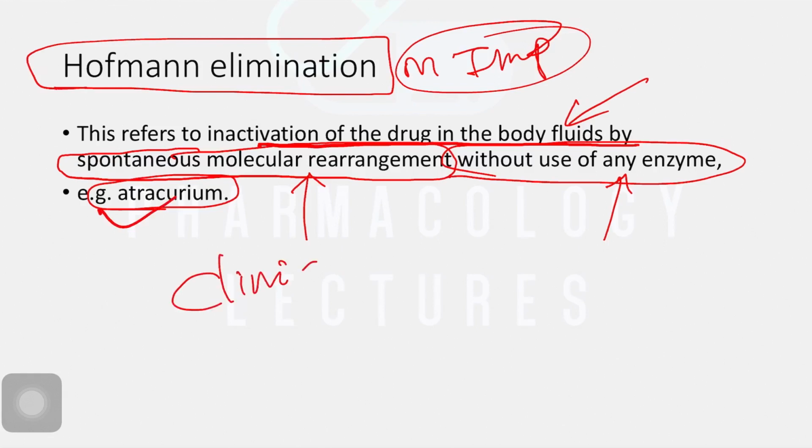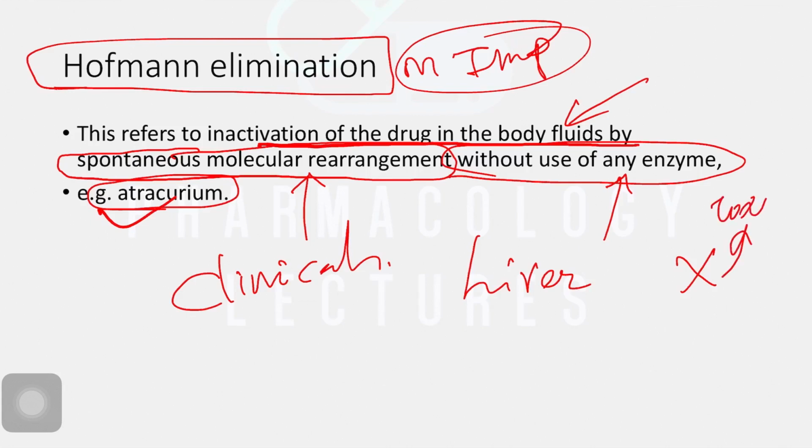Now, what is the clinical importance? What are its clinical implications? The clinical importance is, if a patient is having a liver problem, can you give drugs which get metabolized through the liver? No, because the liver is already having a problem. The liver won't be able to metabolize those drugs, and these drugs will accumulate in the body and can produce toxicities.